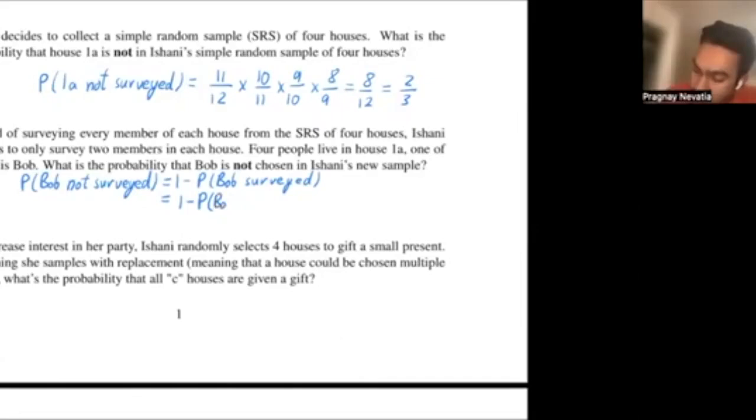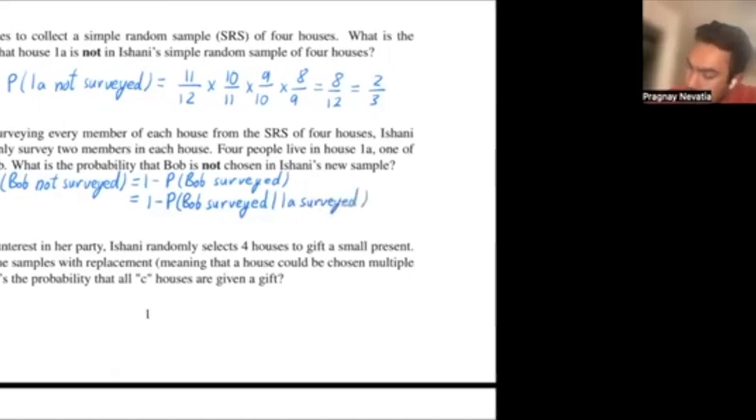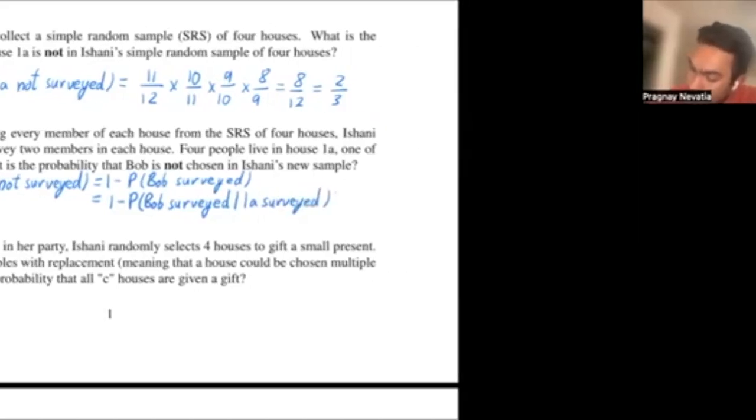So let's put that in words. Probability of Bob surveyed, given, this is the given sign, so given 1A surveyed, and this is times probability that 1A is surveyed.